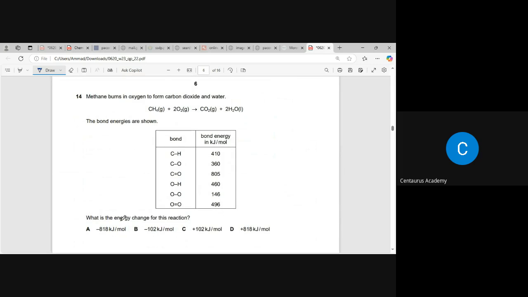The next question is, what is the energy change for this reaction? The reaction is given to you: carbon, hydrogen, oxygen, oxygen double bond, carbon, oxygen, and hydrogen, oxygen. All of the bond energies are given to you.